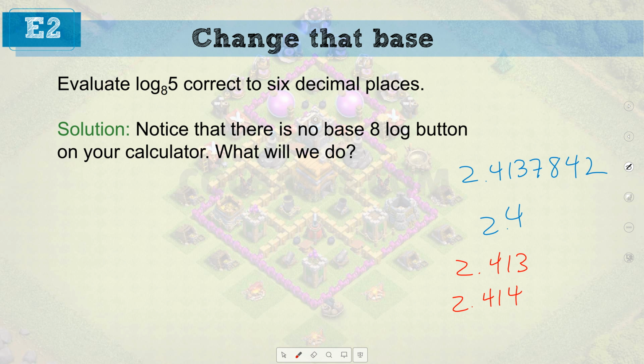Okay. As far as the log goes, you can decide, do you want to work with natural log or do you want to work with log base 10? At this point, most of you are probably going to choose to work with natural log. So if I want to figure out what the 6 decimal equivalent of the log base 8 of 5 is, I would do the natural log of 5 over the natural log of 8. Plug that into my calculator and get an answer. Do that, please.